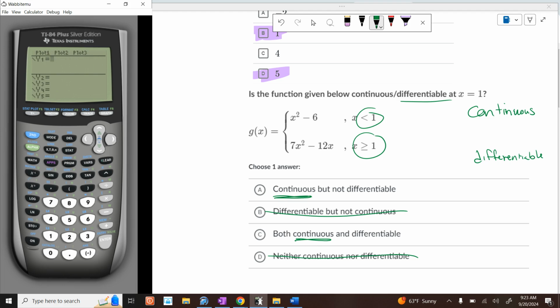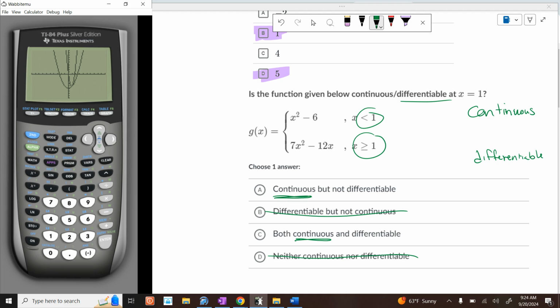All right, my first y equals will be x squared minus 6. My second one is 7x squared minus 12x. Graph. And that looks really good. And then all of a sudden, a second graph appears and you're going, okay, what's going on here?